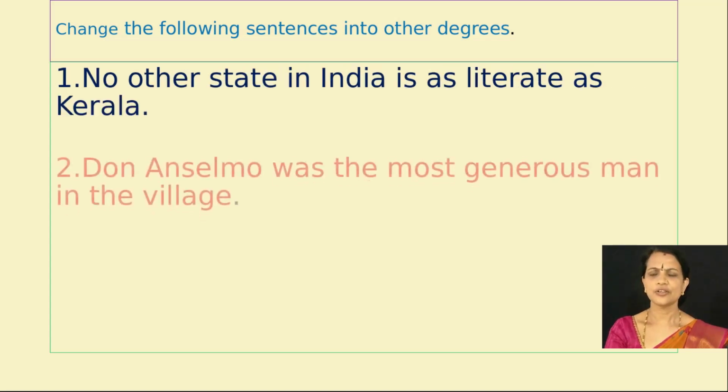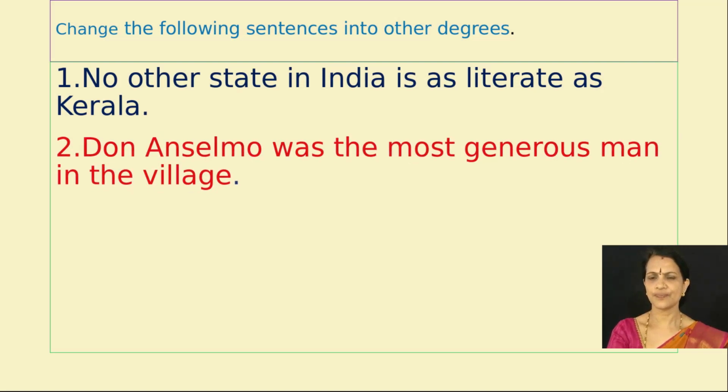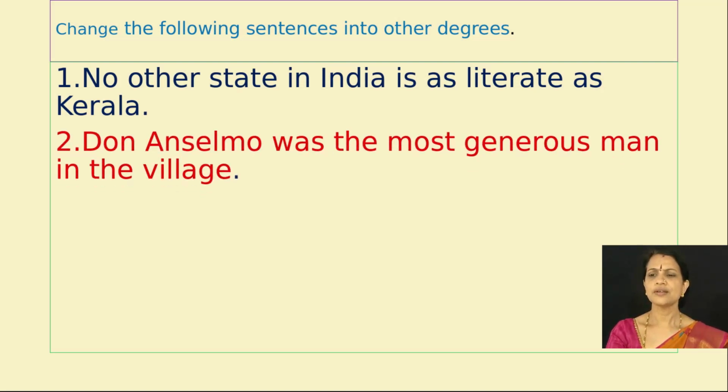In the second sentence, Don Elsomo was the most generous man in the village. Here it is in superlative degree, the most generous. Now we have to change to more generous and as generous as. Don Elsomo was more generous than any other man in the village, comparative degree. In positive degree, no other man was as generous as Don Elsomo in the village. Here we have to identify the verbs also. If it is is, we have to use is. If it is was, we have to use was.